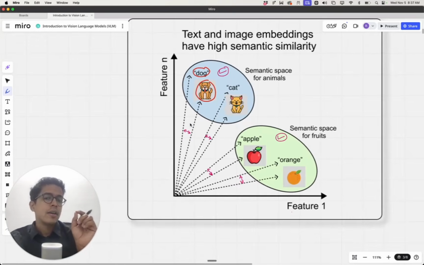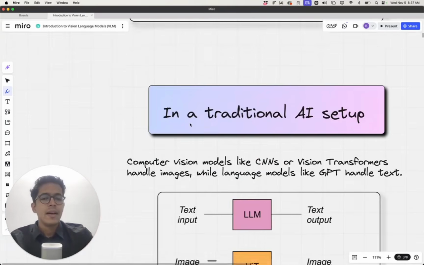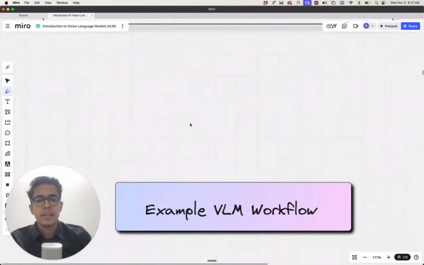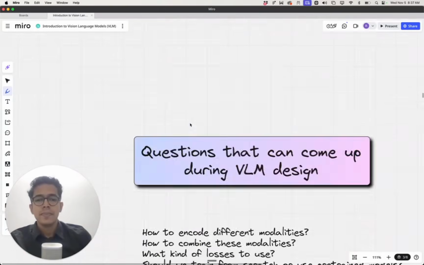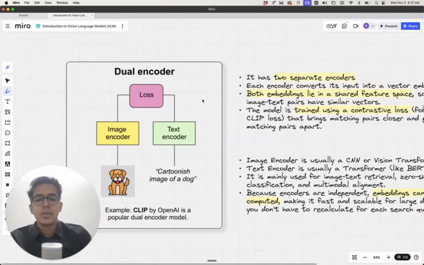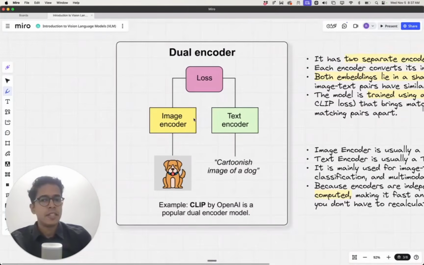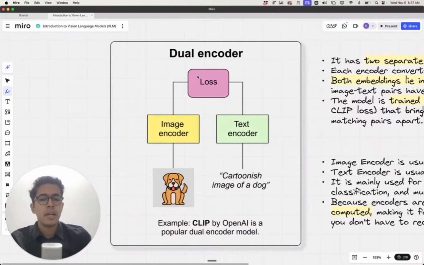But we did not discuss too much about what kind of losses we can construct based on these vector embeddings. Are we going to compare the embeddings directly? That is one way in which you can do it, as you can see in this image. This image shows probably the simplest version of a vision language model, also known as a dual encoder.